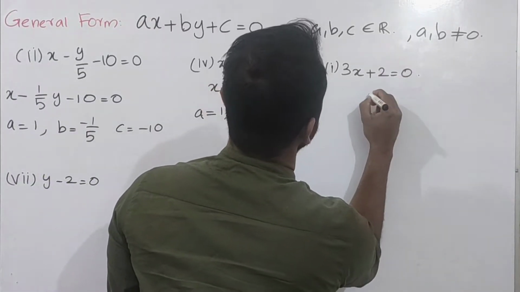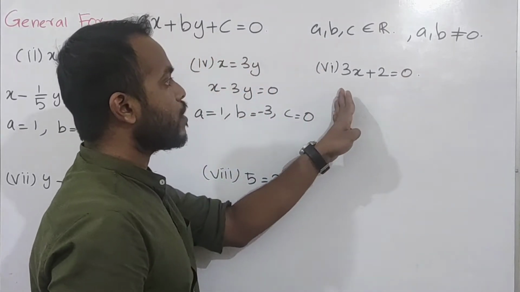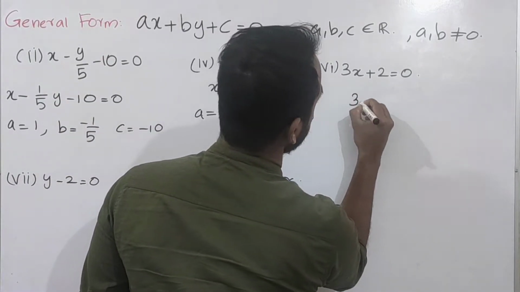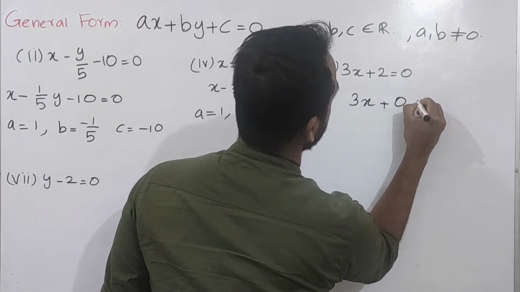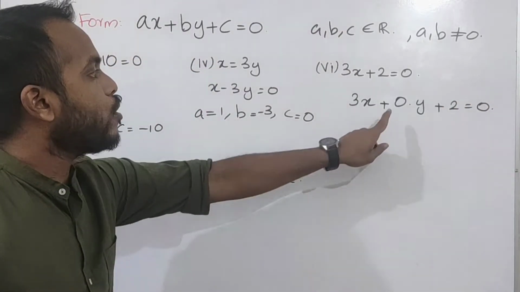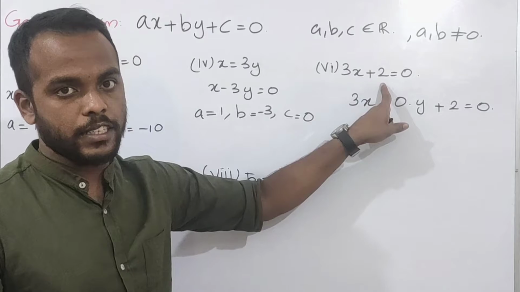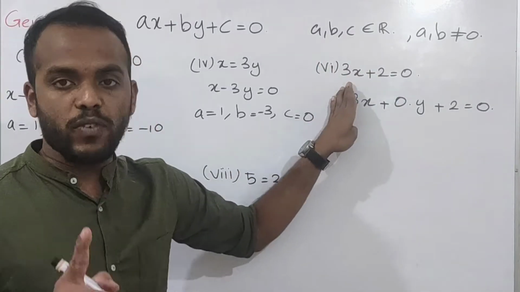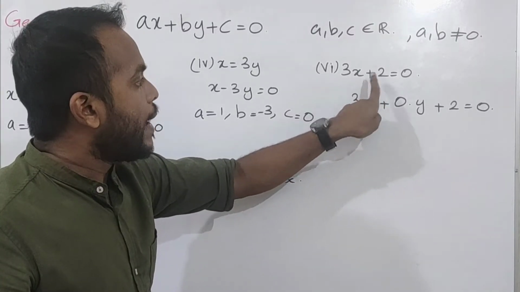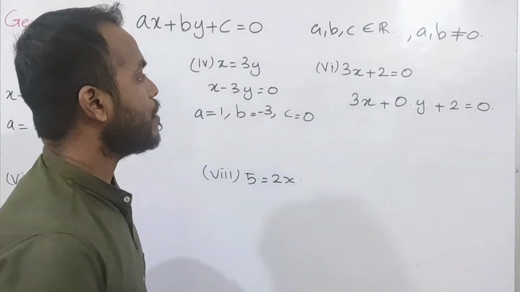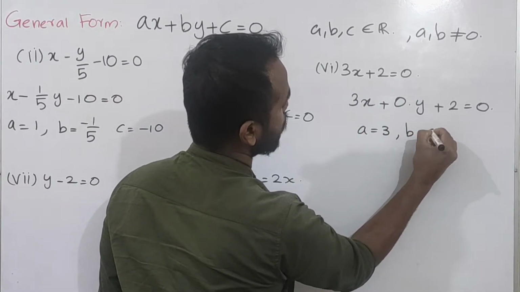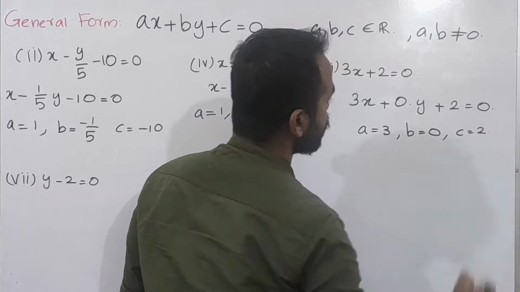Now the fourth one, 3x plus 2 is equal to 0. This is already in the general form, and this can be rewritten as 3x plus 0y plus 2 is equal to 0. Why? Because the y term is not present here. Clearly this is a linear equation in one variable because only one variable is present there. Now instead of y, we will write 0y. And we can easily write the terms a, b and c. A is equal to 3, b is equal to 0, c is equal to 2.